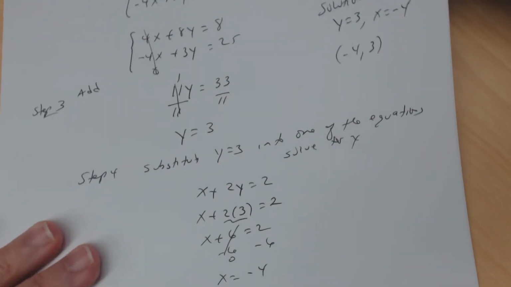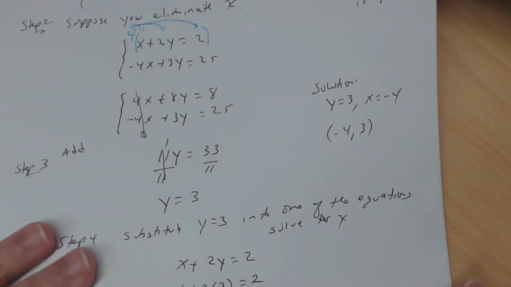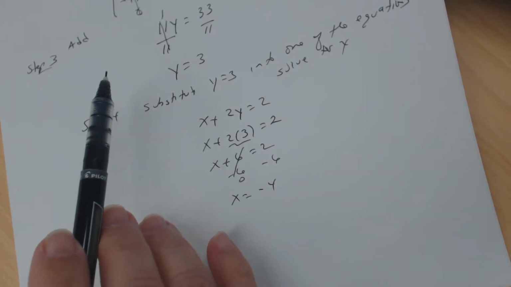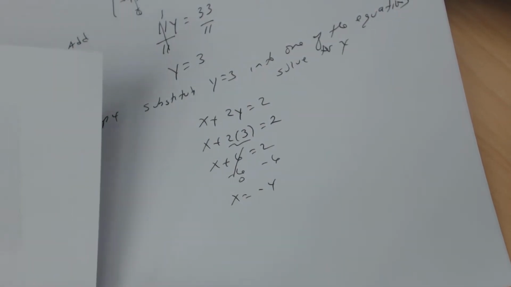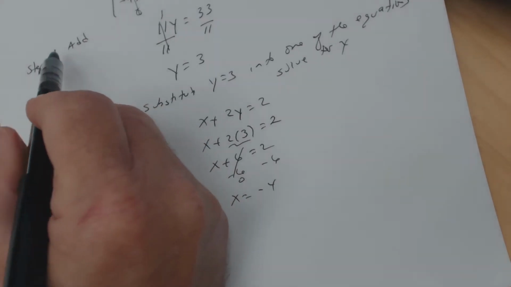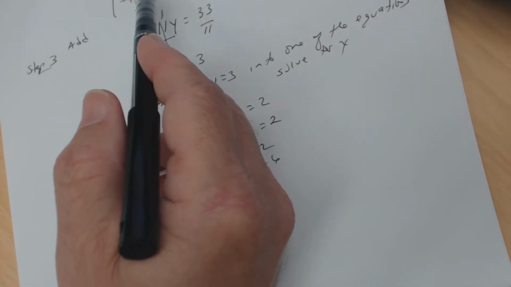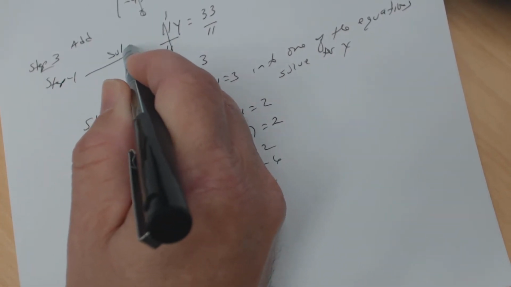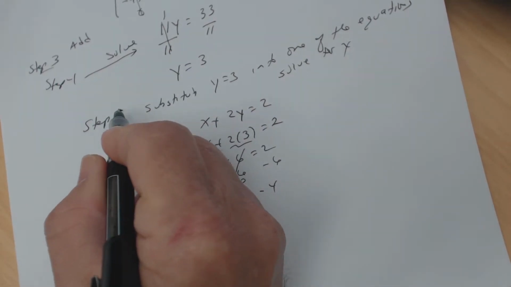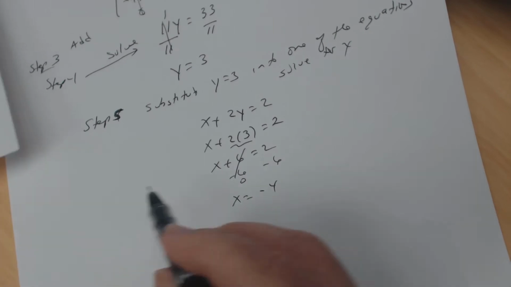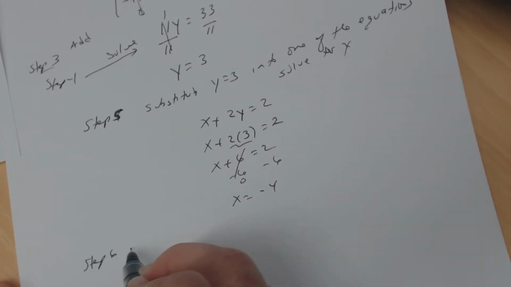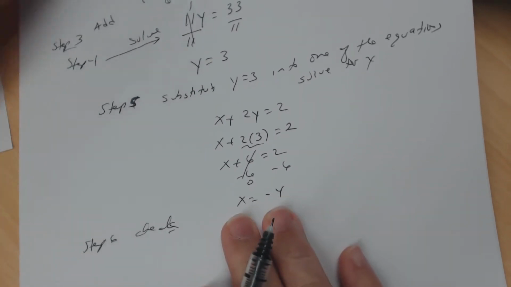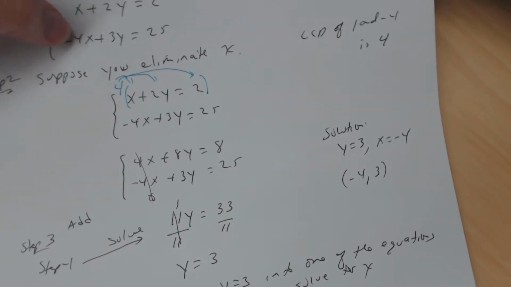So x, y. Now again, I could have made a mistake anywhere along the way, so I've got to check. Step 3 was to add the two equations, and then step 4 is you solve. And then step 6 is to check. All right, so let's check. I'll go back to the original system, and you check them. So we'll go ahead and rewrite it.